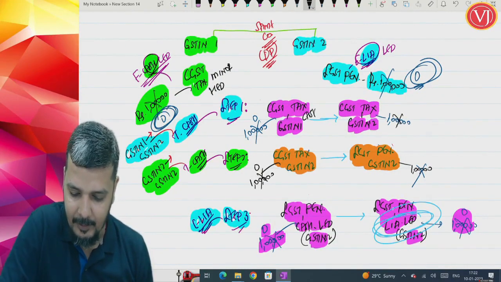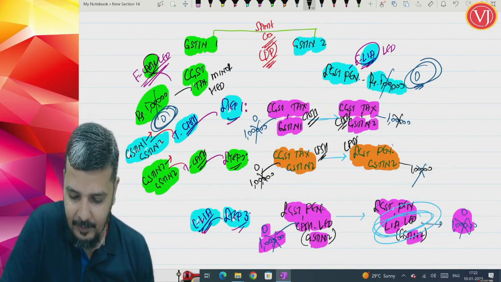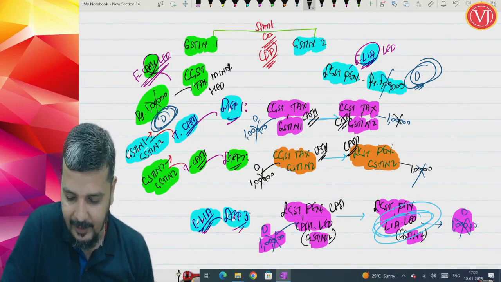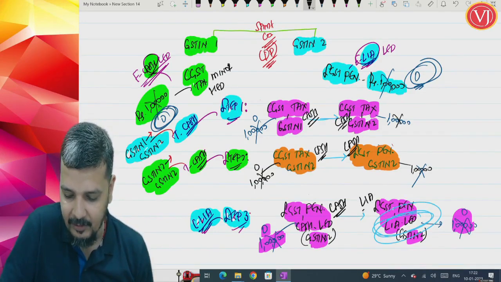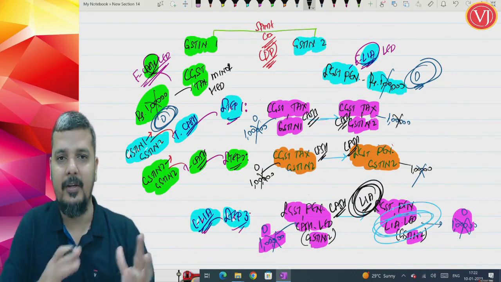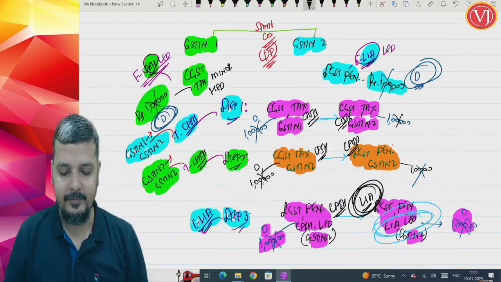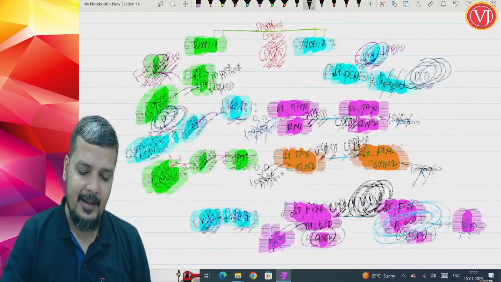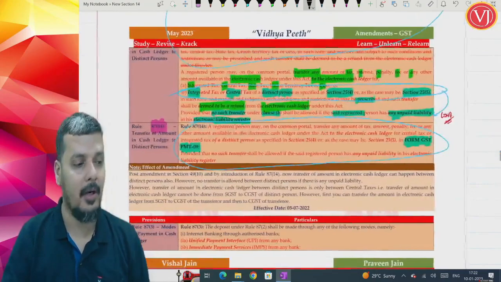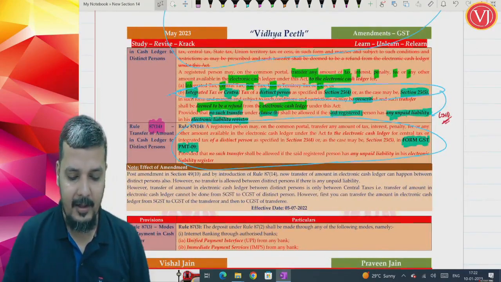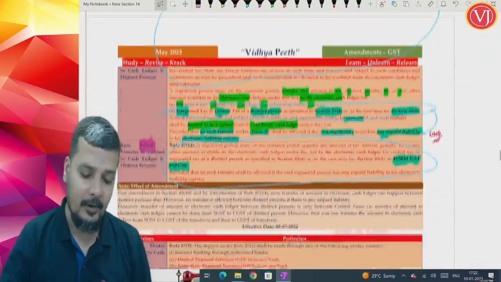Right from the beginning, you were talking only about your cash ledger. Only in the last step was your cash ledger used to discharge your liability. Till then it was only transfer between the cash ledgers. So that is all about your amendment in section 49 subsection 10 read along with rule 87 sub rule 14.